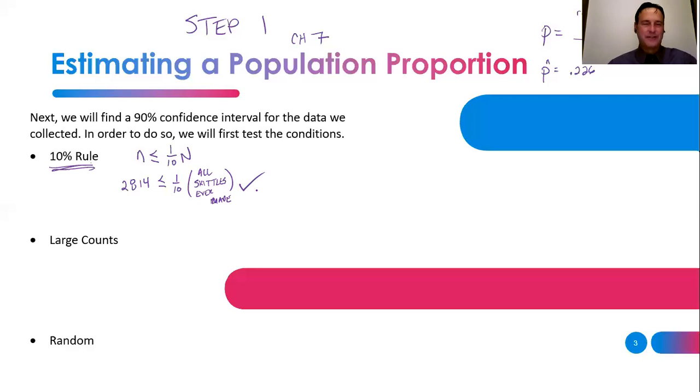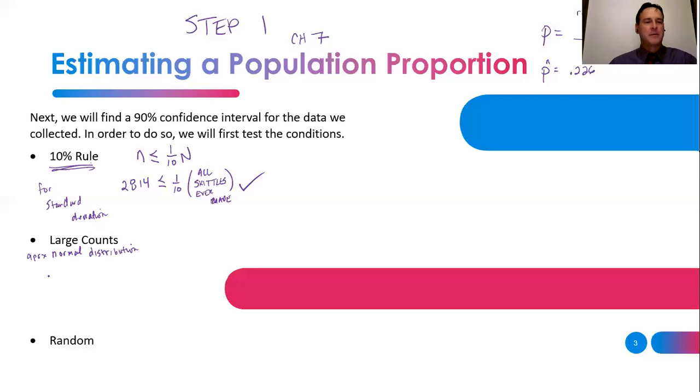Large counts, okay? You remember this as well. This is for normality. By the way, the 10% rule is for standard deviation. Because this is satisfied, it means our standard deviation will be valid. Large counts means if we have some satisfied conditions, we will have an approximately normal distribution amongst a sampling distribution.